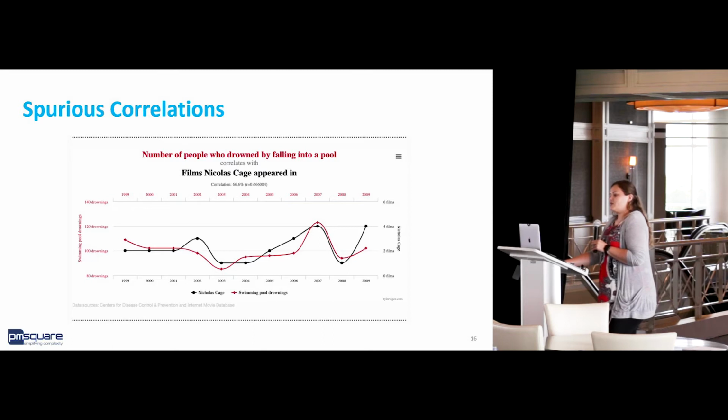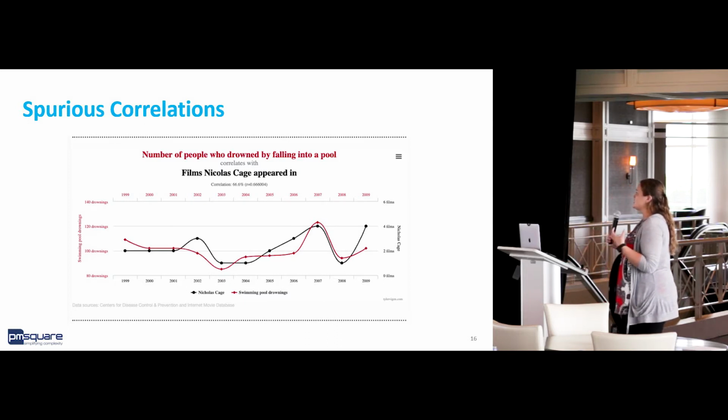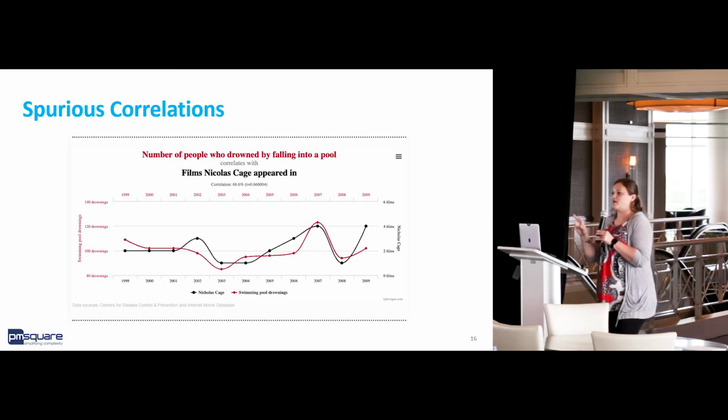Before I get into that, is anyone here familiar with spurious correlations? Okay, a couple of people. If you're not familiar, it's a website, and I believe now it's been turned into a book, where the author has taken two different data sets and shown how they match up together. Just because two data sets match up does not mean that they are related. It is not indicative of causation. For example, the number of people who drowned by falling into a pool does correlate with the films that Nicolas Cage appeared in, but that does not mean that one caused the other.